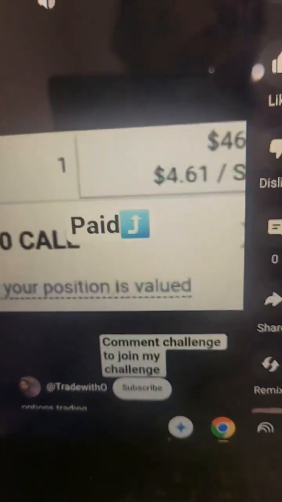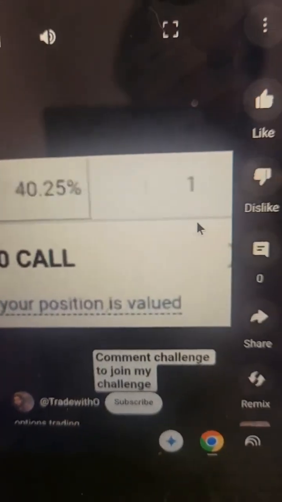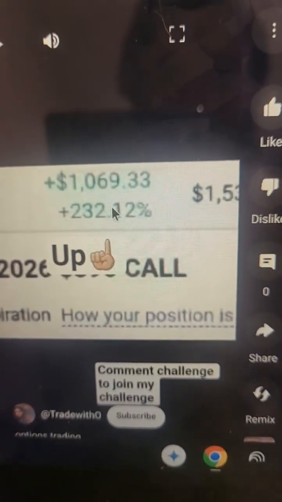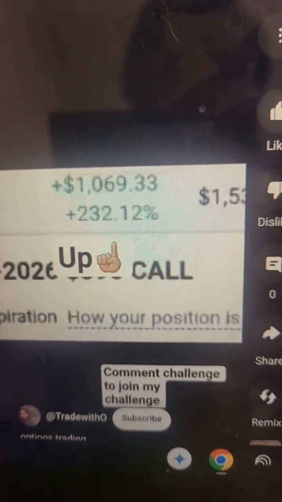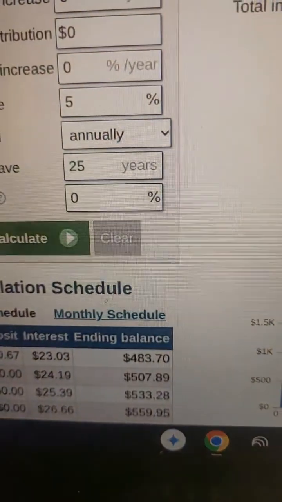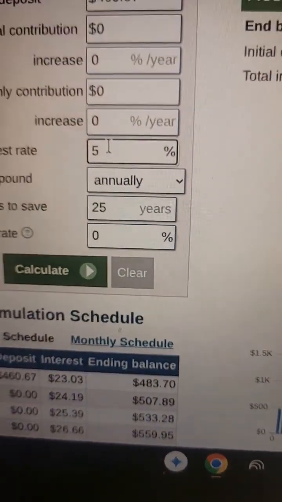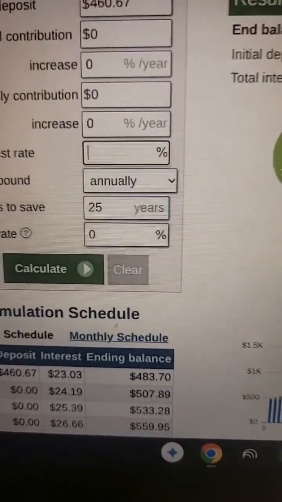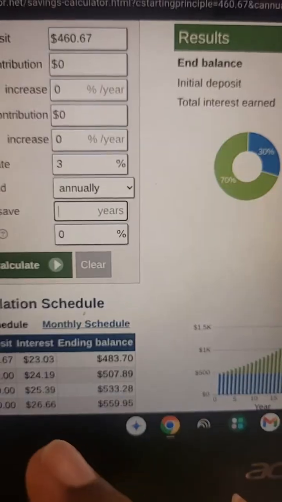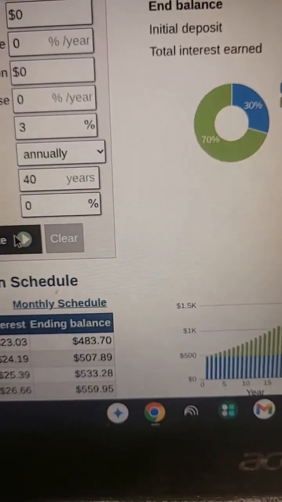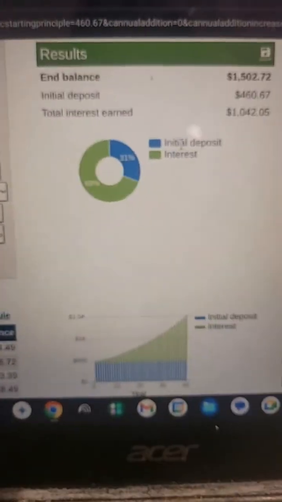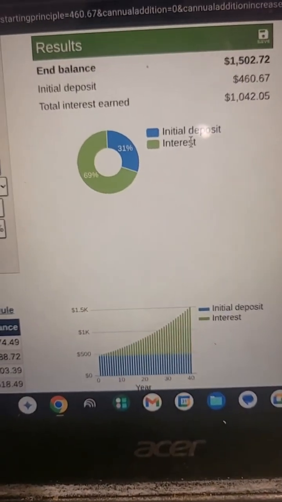Okay, so here we go. Paid that and made over 200% return with option trading. And then if you compare a savings account here that gives you, let's say, 3%, it would take about 40 years to give you about the same.